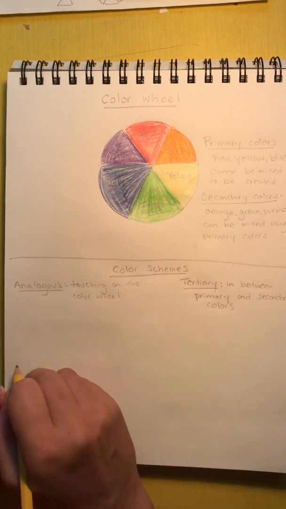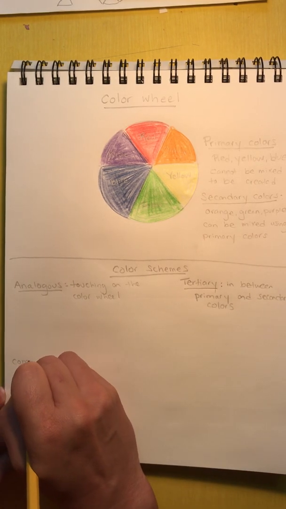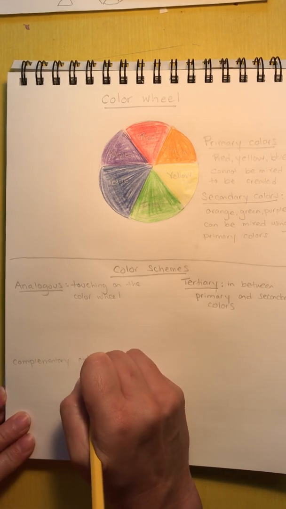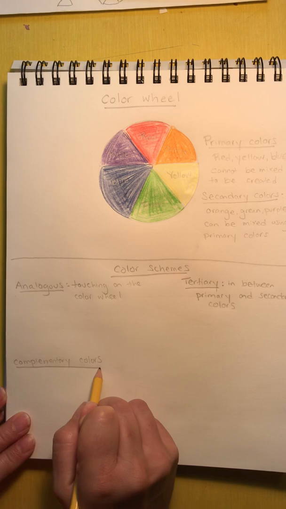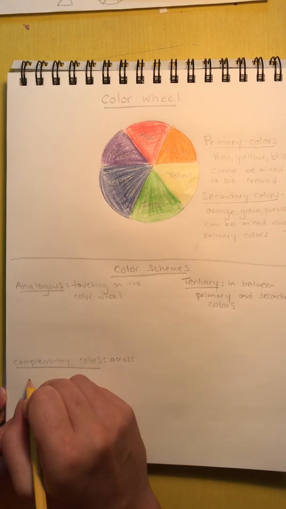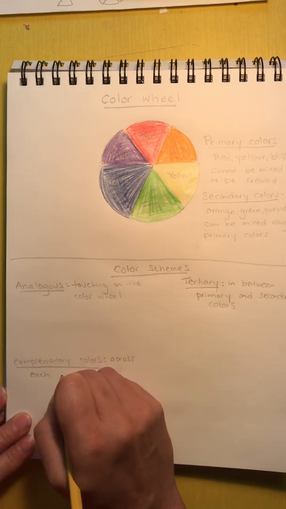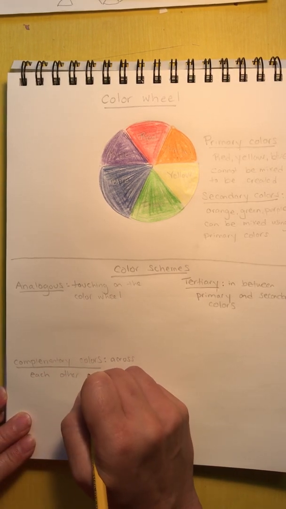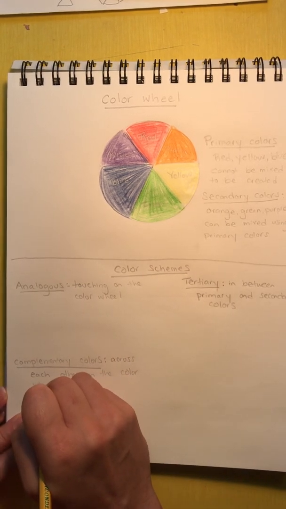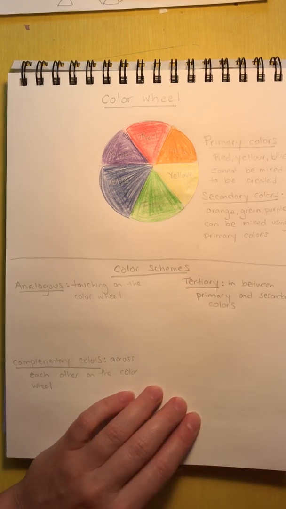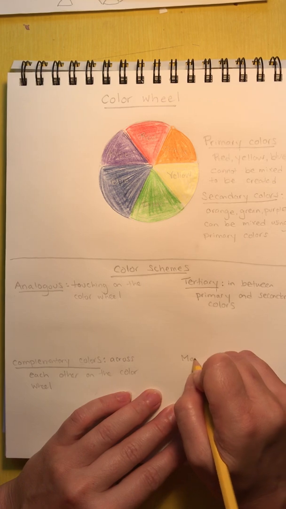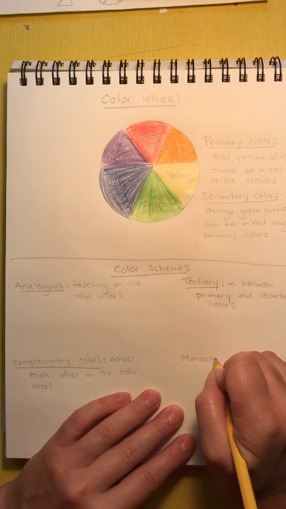We're also going to try complementary colors. And this means across each other on the color wheel. Finally, I'm going to show you some monochrome colors, which just means going from light to dark of one color.